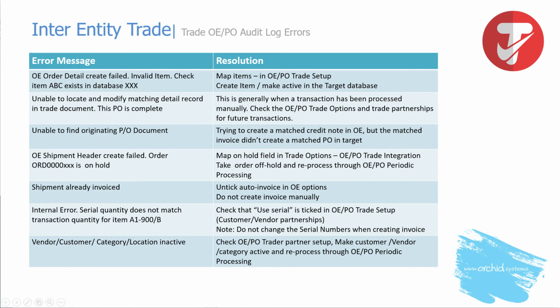We suggest that you then untick the auto invoice option in order entry, or you never create invoices through inter-entity trade. When you have errors around the serial number, the first thing to check is that use serial is ticked on the OEPO trade partnership, and a reminder that you can't change the serial numbers when you've created an invoice. And if you have errors around vendor, customer, etc. being inactive, then you should check your OEPO trade partner setup and make the customer, vendor, category and location active, and then reprocess through periodic processing.